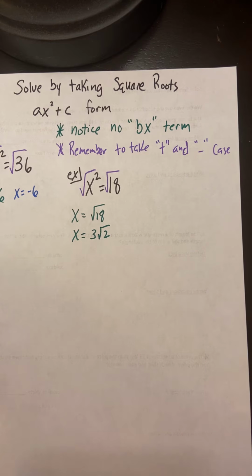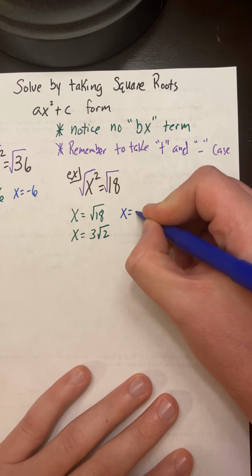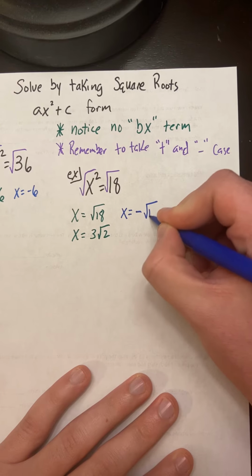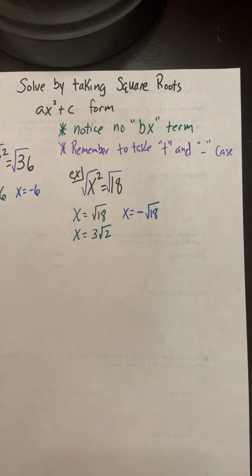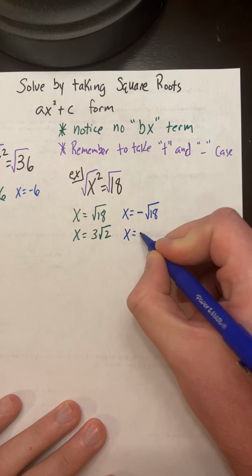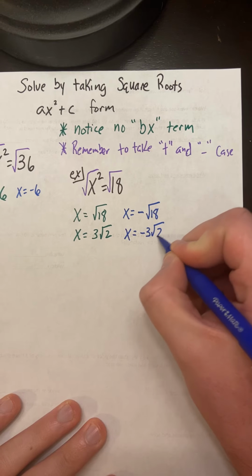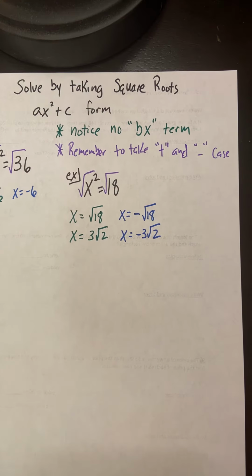But like I said before, there's a positive case, and x is also equal to negative radical 18. Okay, there's a positive and a negative case. And again, we need to simplify. This simplifies the same way, but now we've got a negative on the outside with it. So again, when we're talking about quadratics, you should always anticipate those two solutions.